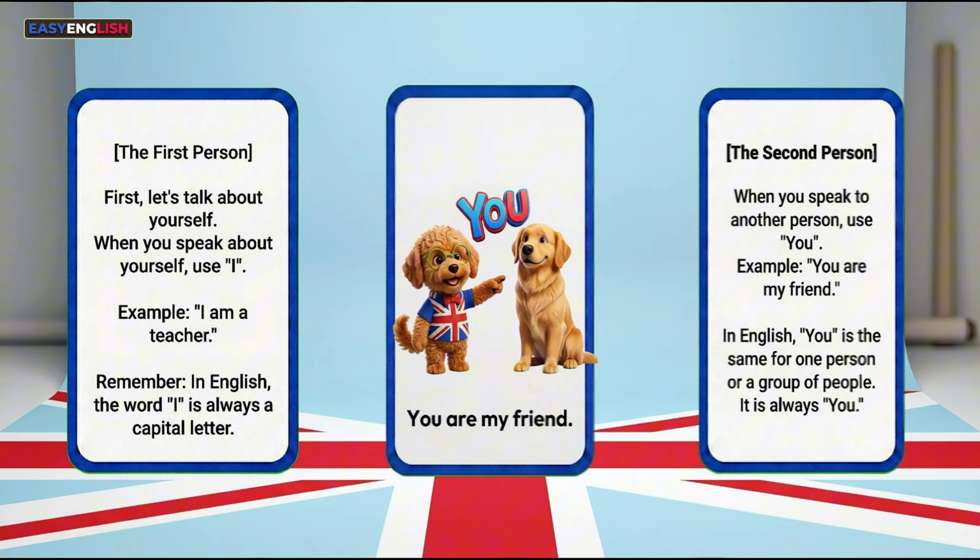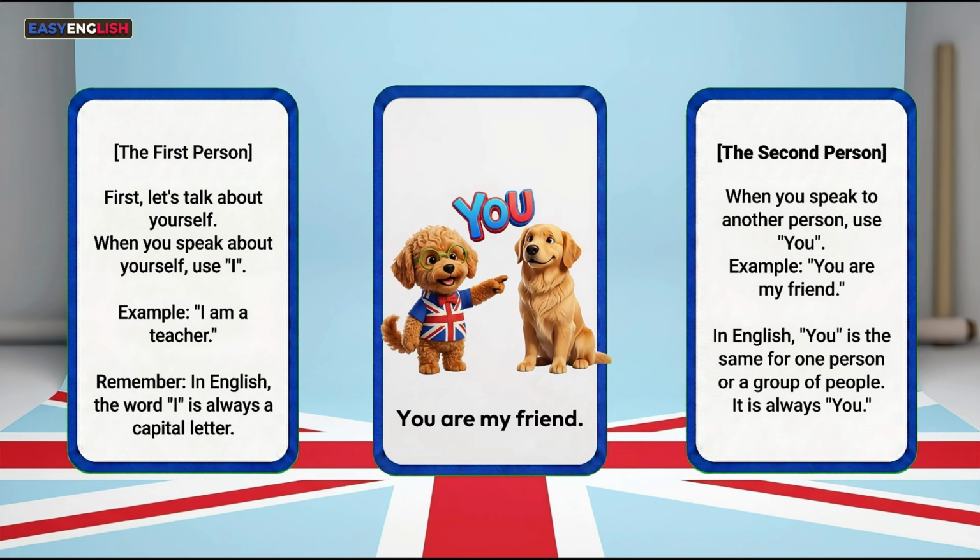When you speak to another person, use you. Example, you are my friend. In English, you is the same for one person or a group of people. It is always you.